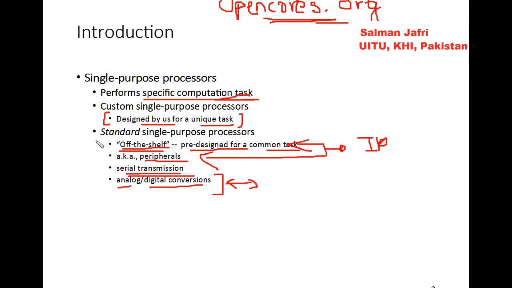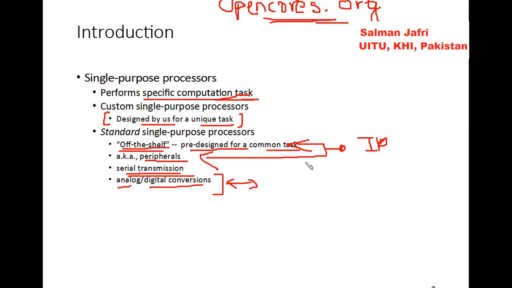On the other hand, we also have the standard single purpose processors, and as we discussed before, standard single purpose processors are off the shelf processors, as they were pre-designed for a common task by the designers. So we just take those standard single purpose processors and we can use them in our project. The term that is used is IP, or intellectual property, right? So when we talk about intellectual property, we can obtain the peripherals as intellectual property and we can use them.